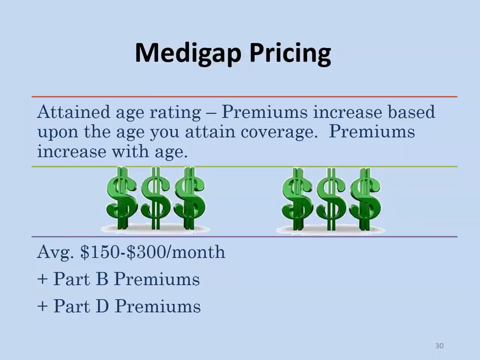Now, the pricing is based on attained age, so premiums can increase based upon the age you attain coverage, and they will increase with age. On average, and don't hold me to this, you're seeing the price of a Medigap plan to be about $150 to $300 a month, and then you have to add your Part B premiums and your Part D premiums on top of that. And you'll see a little bit later how those costs can increase.